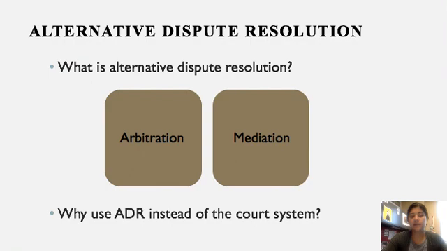Some cons: certainly one con is that we really don't have the appeal system you have in our court system. So if you go this route and you have an arbitrator come in to make a decision, that's the decision. There's really no alternative route from there. You kind of have to live with that decision.